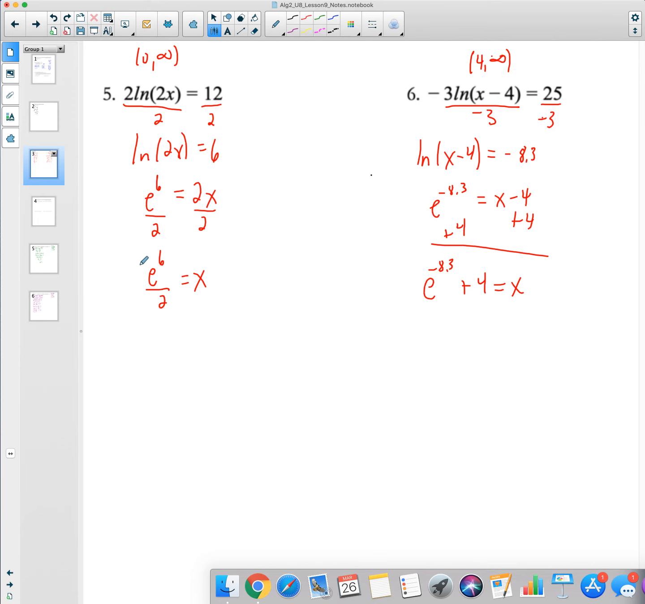Now here's an example of leaving it as an exponential. E to the 6th is some decimal, but there's really no need to figure that out. We can just leave it like that. E to the 6th divided by 2, and that's definitely a positive number, so we're good with our domain here.